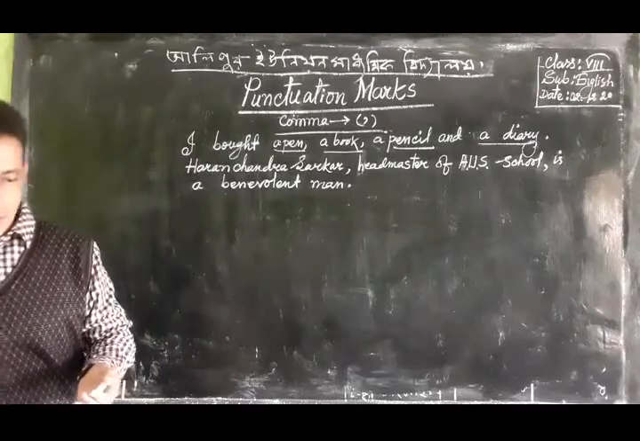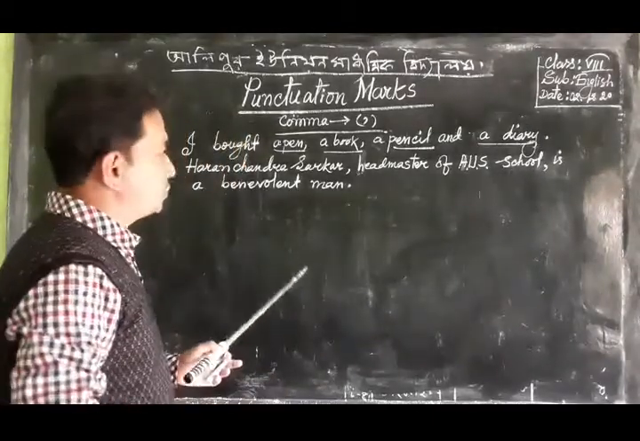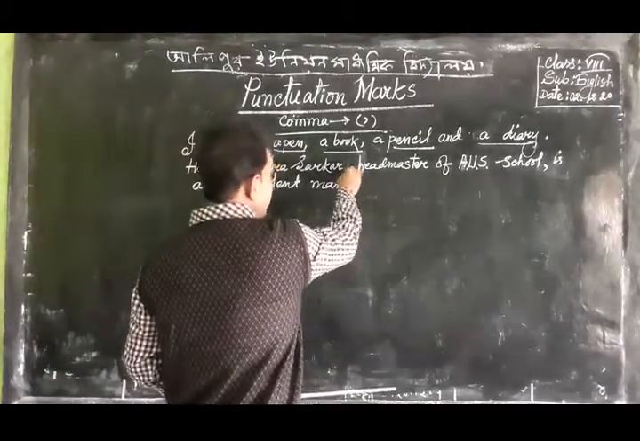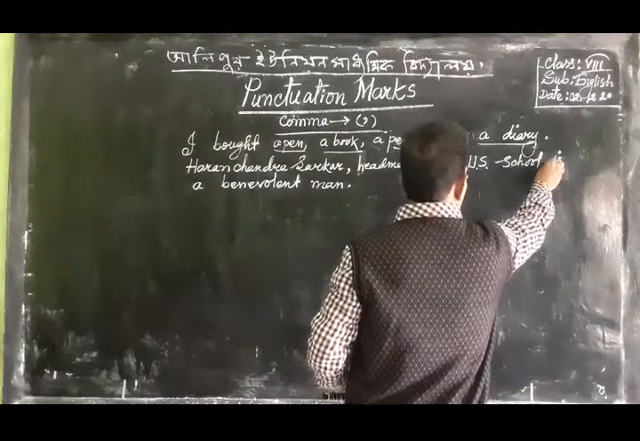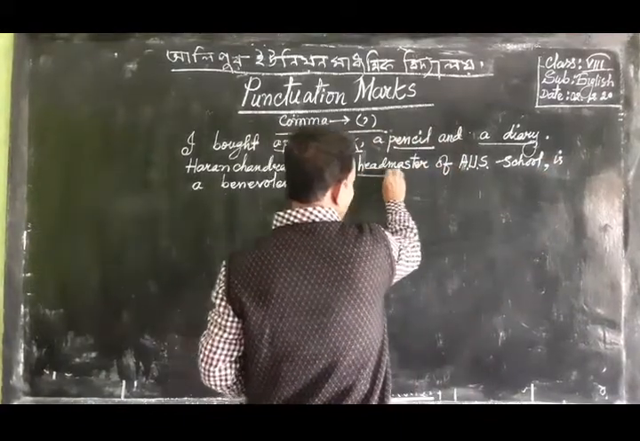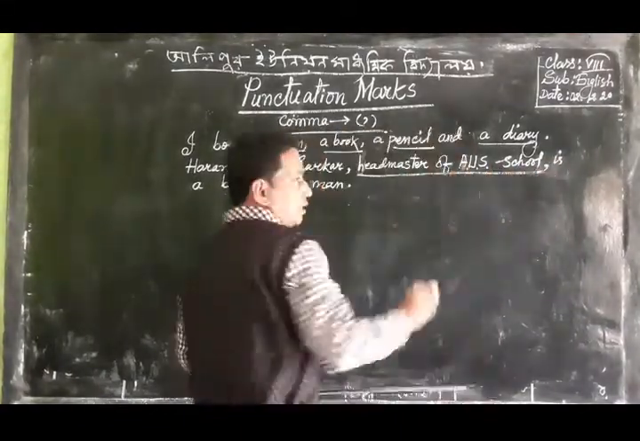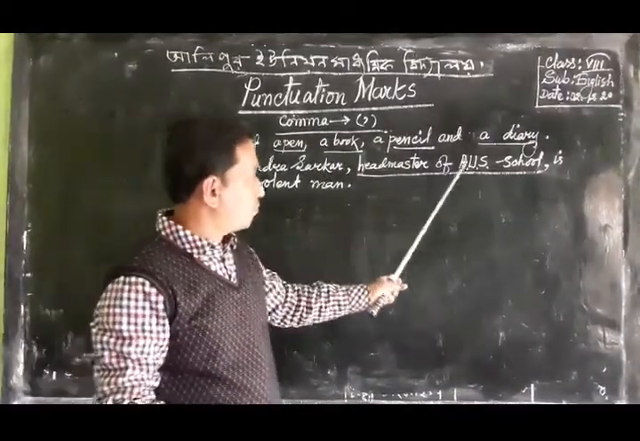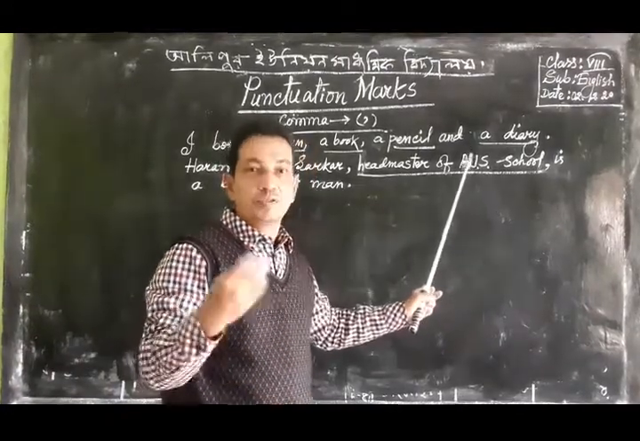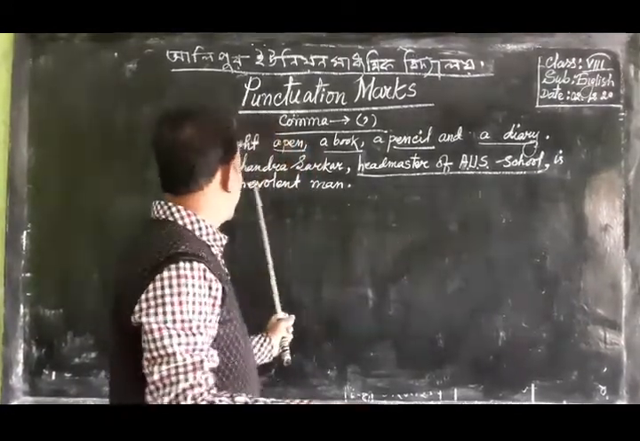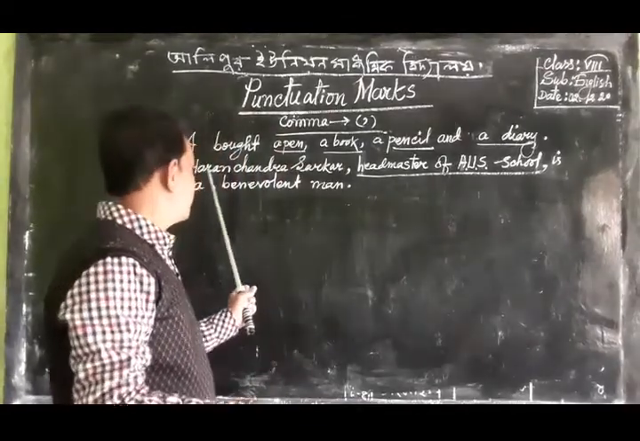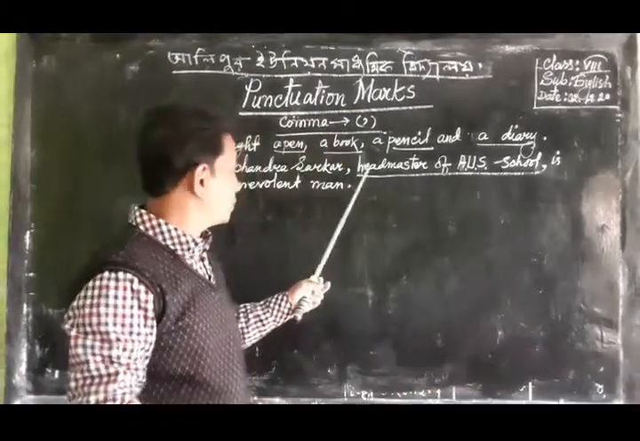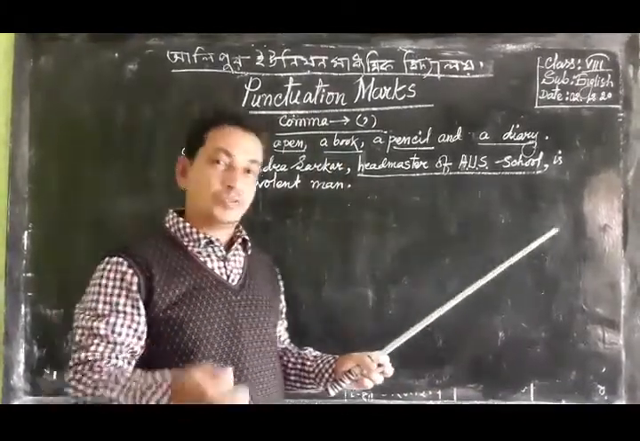Dear learners, I have written an example of apposition. You have noticed I have written comma after apposition. These words are apposition because it familiarizes Haran Chandra Sarkar, headmaster of Alipur Women's Secondary School, is a benevolent man. So there may be so many Haran Chandra Sarkars, but Haran Chandra Sarkar, headmaster of Alipur Women's Secondary School, is only one person.